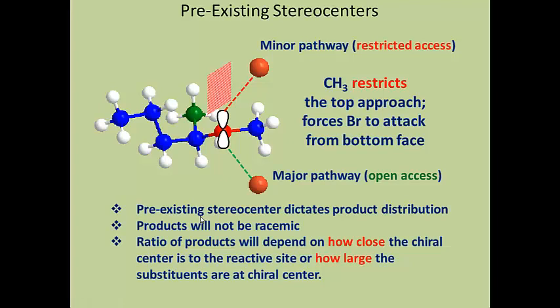It's going to tell you how much R or how much S you get, right? And also the products that you do get, they won't be racemic, so it won't be an equal mixture of R and S. Now it'll be an unequal mixture, and that ratio is going to depend on how close that chiral center is to the reactive site, as well as how big it is.